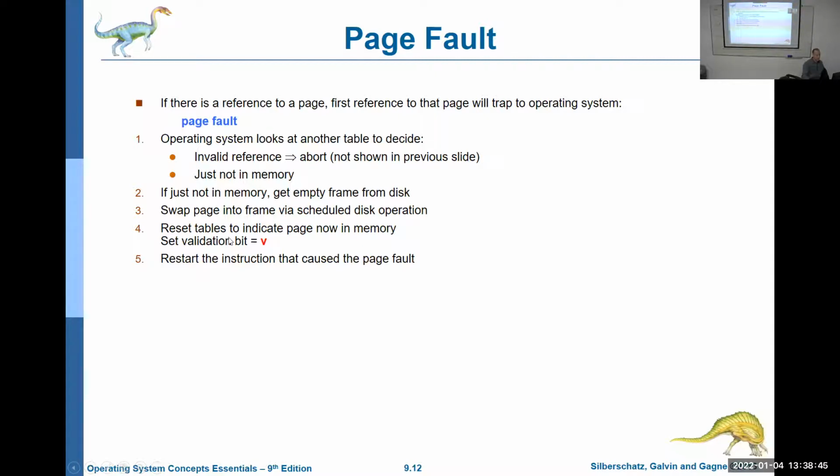Now you have to reset the tables to indicate the page is now in memory. Set the valid bit to V, valid. Right? We have to say now it's valid. Now we put it in. And now we can finally restart the instruction that caused the page fault, and this time we won't have a page fault because it'll be in memory. This is just showing you all the steps that I have to go through. It's like an algorithm, right? Okay.